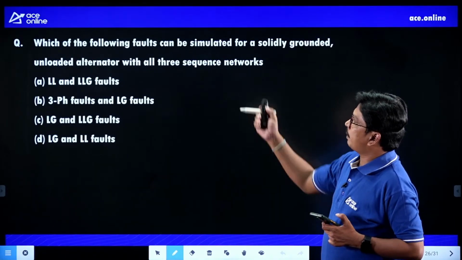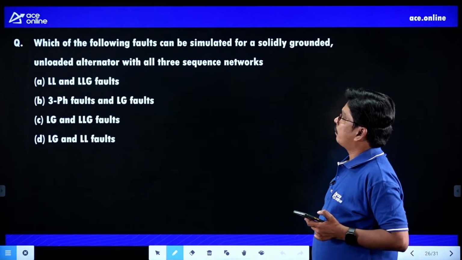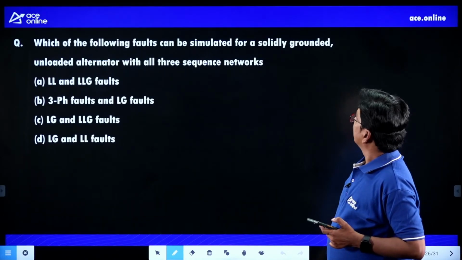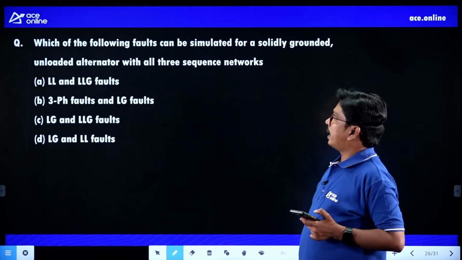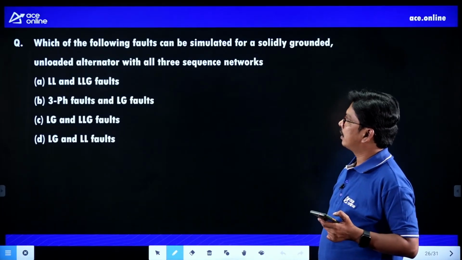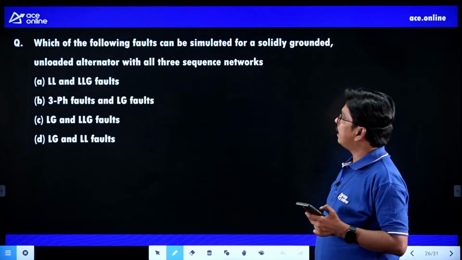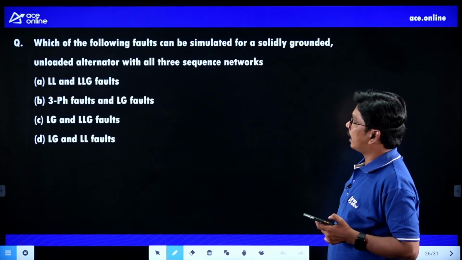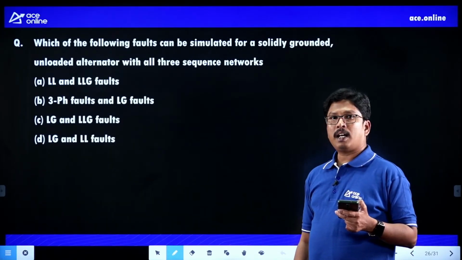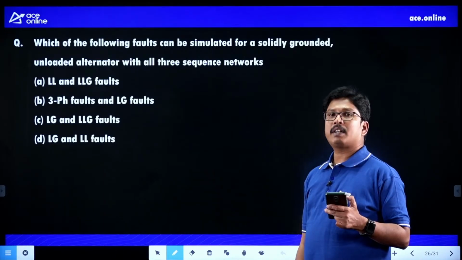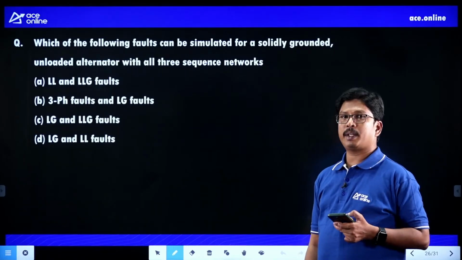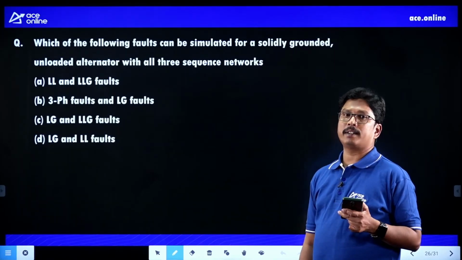Next question. Tell me, students, which of the following faults can be simulated for a solidly grounded unloaded alternator with all three sequence networks? All three sequence networks are required for which of the following faults? Positive sequence, negative sequence and zero sequence networks are required to analyze which of the following faults.